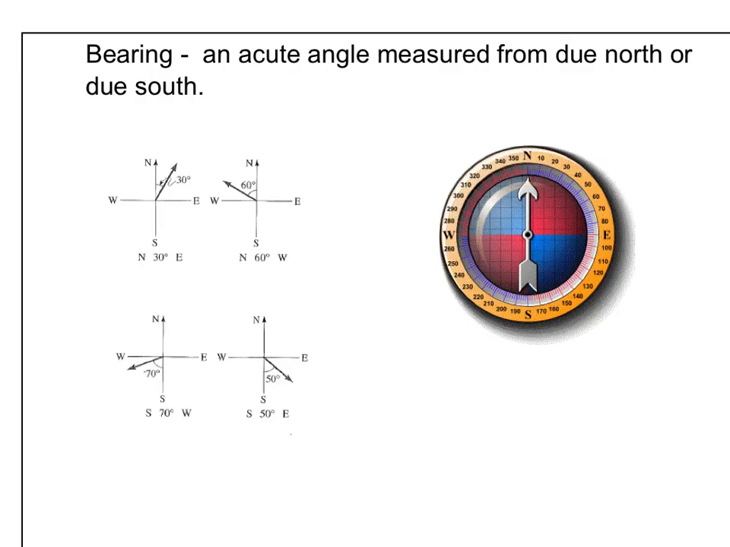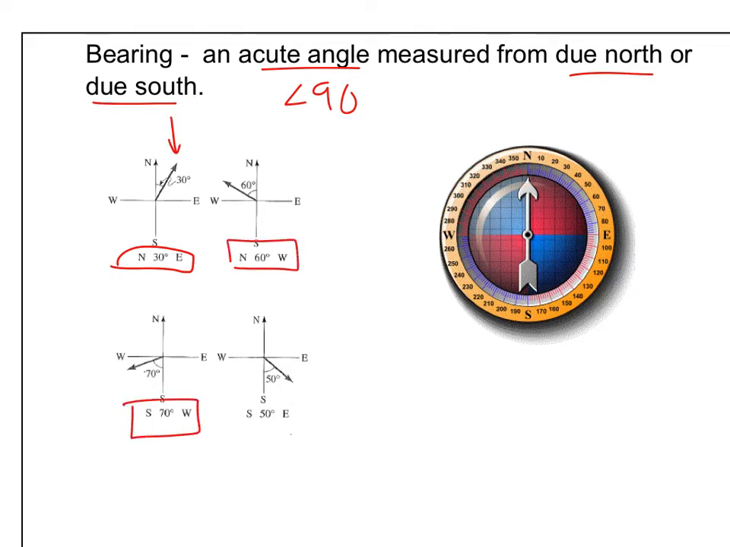Let's talk a little bit here about what a bearing is. A bearing is an acute angle, so less than 90, measurement from due north or due south. All right, so this would be north 30 degrees east. This would be north 60 degrees west, south 70 degrees west, south 50 degrees east. Please notice everything is stemming from that vertical north-south line. All right, so now having that in mind, we're going to do a little problem here.